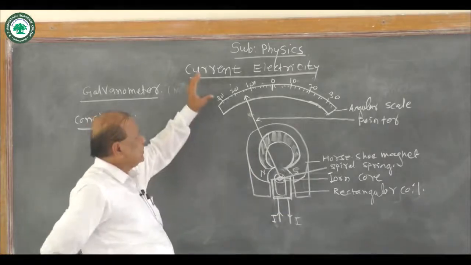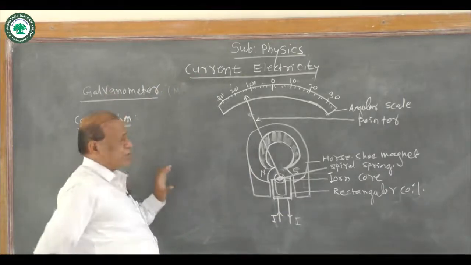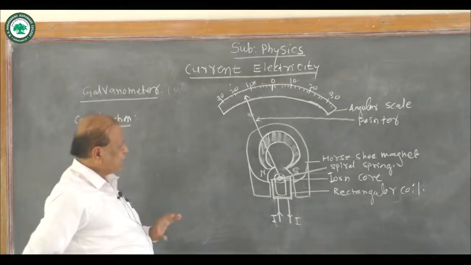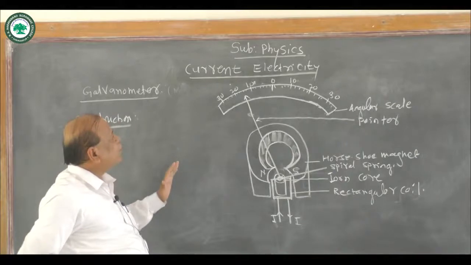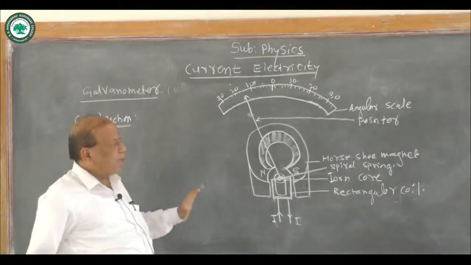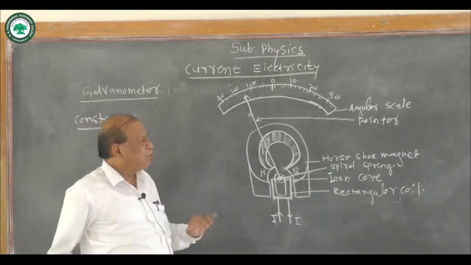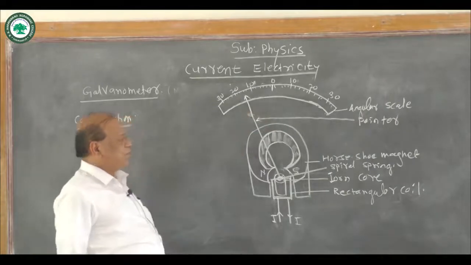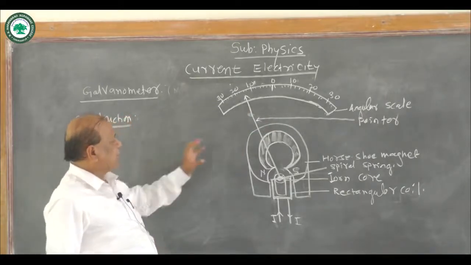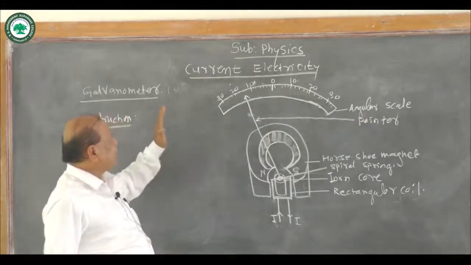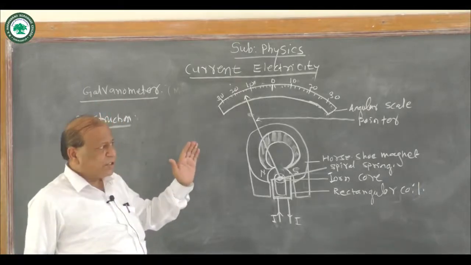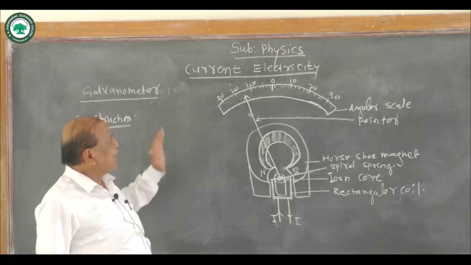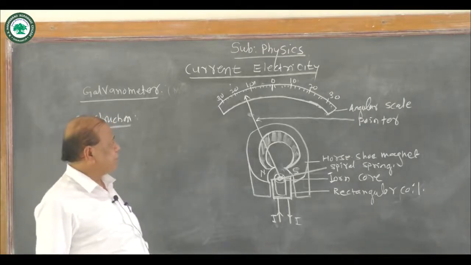Now this galvanometer is sensitive to current, so it is used to detect the current flowing through it, and again the potential between two points of that galvanometer can be detected using this galvanometer. Therefore this galvanometer can also be converted into an ammeter and voltmeter.